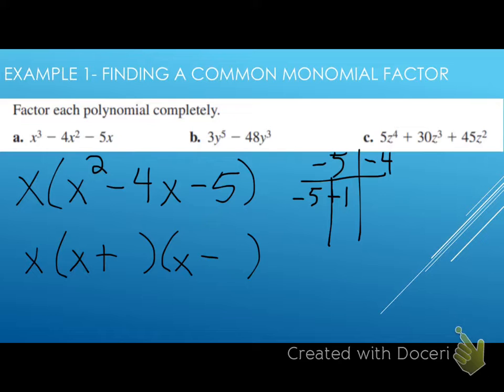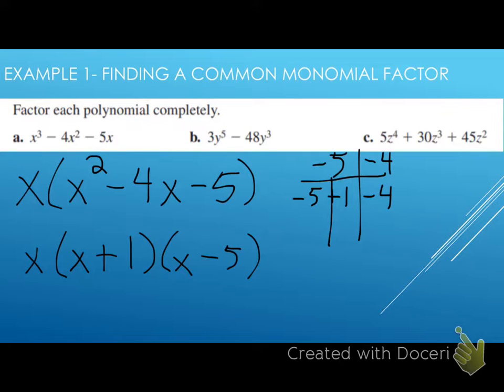What's negative 5 plus 1? Negative 4. Are those the two numbers I want? Yes, they are. Does it matter where I put them in my parentheses? Yes, they have to be with the correct sign. So I get x times x plus what? 1, because my 1 was the positive. Times x minus 5, because my 5 was the negative. Does that make sense? Okay.